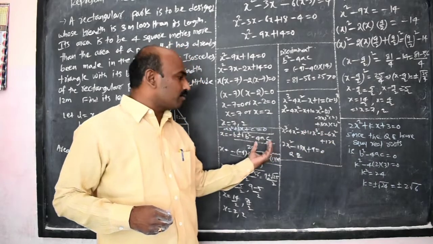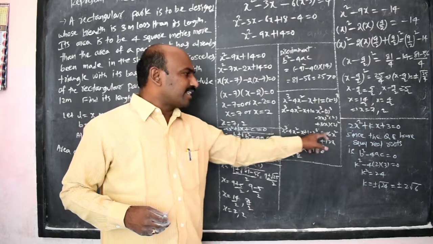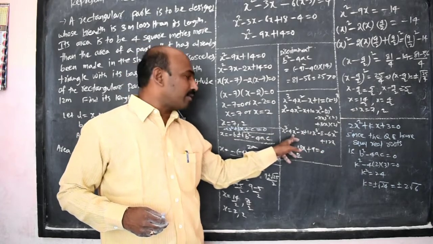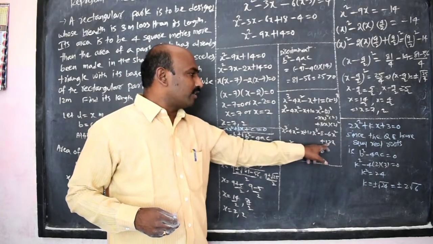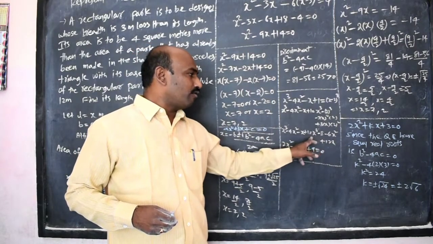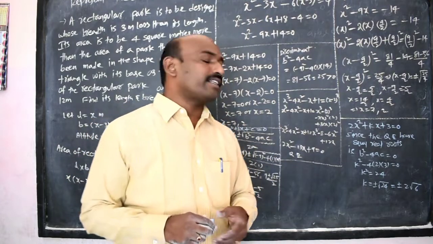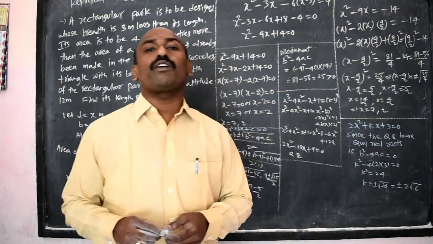If you bring all terms to the left side, x cube gets cancelled, and 6x square becomes plus 6x square. 6x square minus 4x square is 2x square, and 12x minus x is minus 13x, and 1 plus 8 is 9. Then we get a quadratic equation. Yes, this is in the form of a quadratic equation.